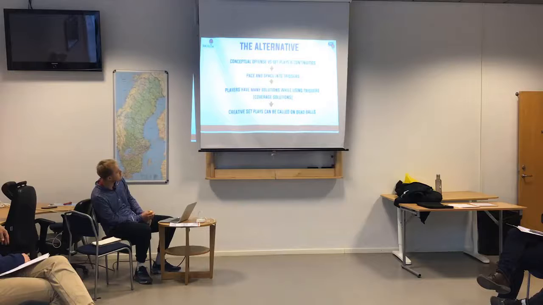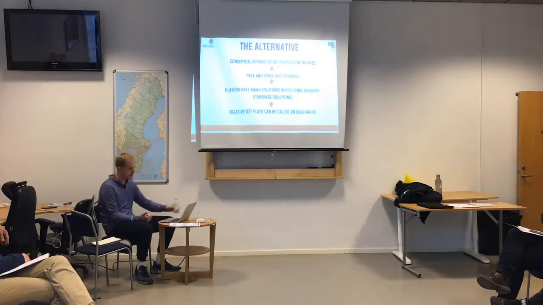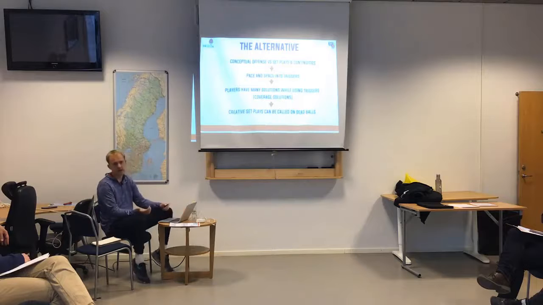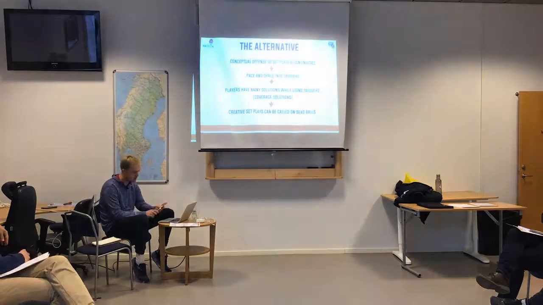So the idea is, it all starts critically with pace and space. This is in our transition phase of the game. We have 4 phases: transition offense, half-court offense, transition defense, half-court defense. Those are what I call the 4 phases of the game. In the transition offense phase, playing with pace is absolutely critical, and I'll get into some of the evidence why in the next slide.